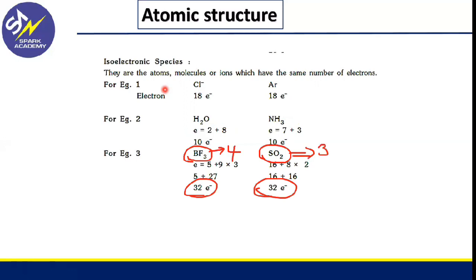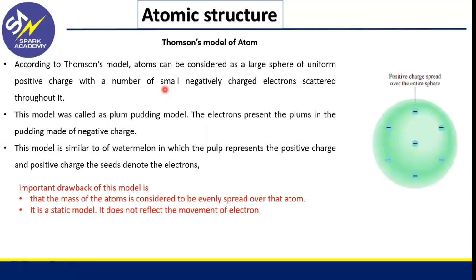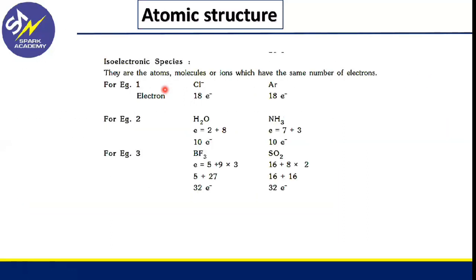Here there is 4, here there is 3. So they are only isoelectronic, they are not isostars. Isoelectronic means the number of electrons should be the same.